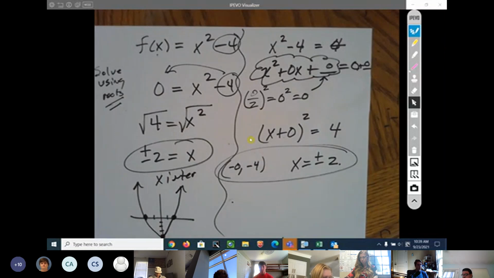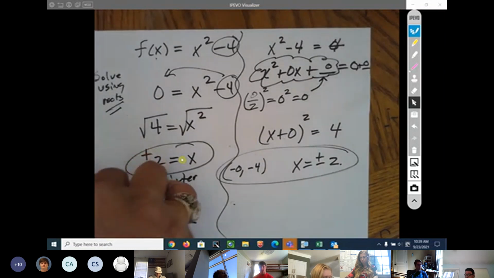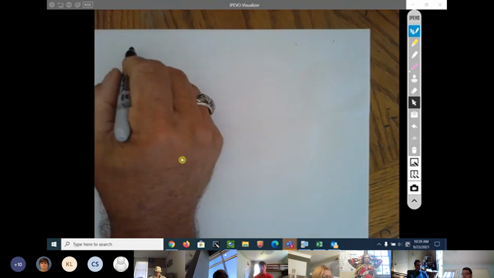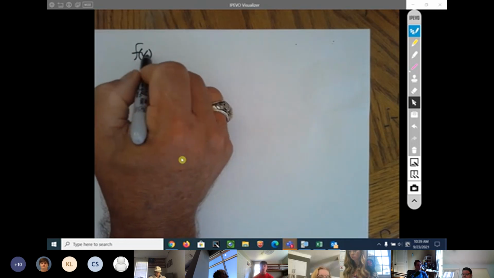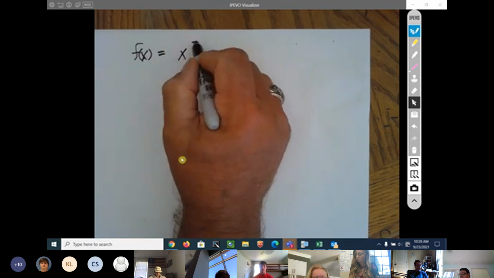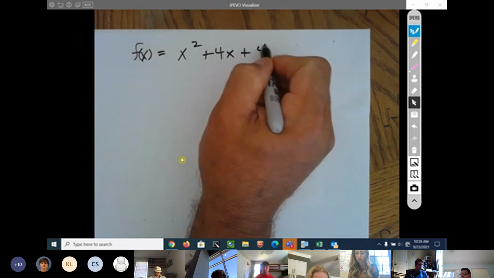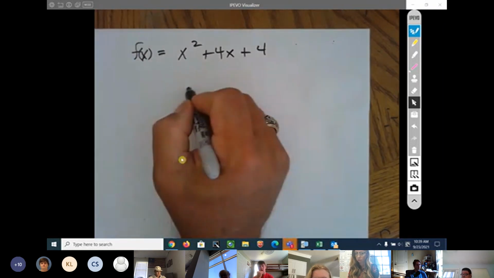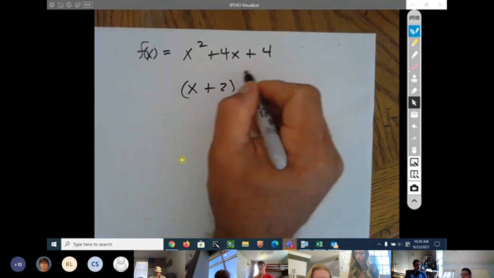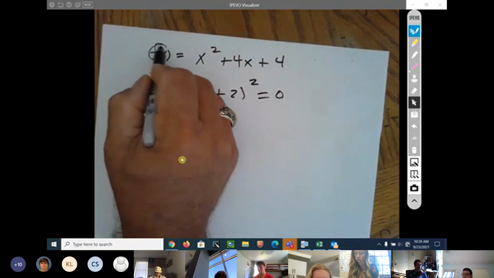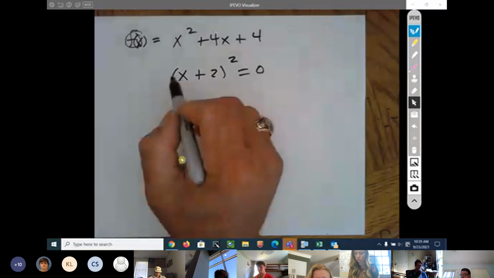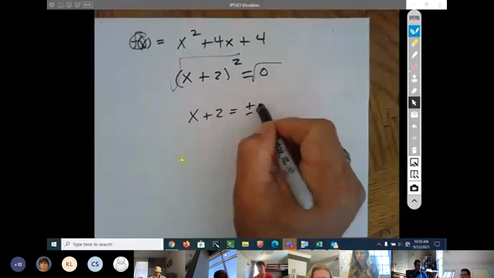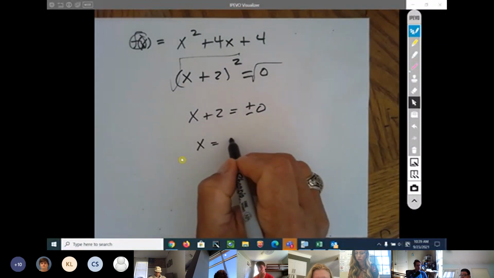Now, of course, you may be given this problem in 3.1 through 3.3. F of x is equal to x squared plus 4x plus 4. You may recognize that's shortcut number 2. Then that's going to be x plus 2, quantity squared, is equal to 0. The square root, x plus 2 is equal to positive or negative 0, which is 0. So x is equal to negative 2.